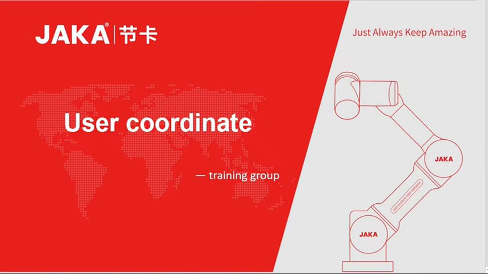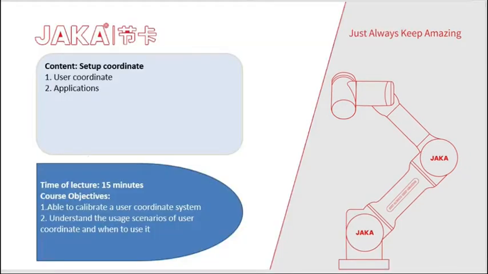User Coordinate System. This lesson is mainly about the JAKA app. The User Coordinate System setting mainly includes the following contents: 1. The calibration of the User Coordinate System. And 2. Application scenarios for the User Coordinate System.